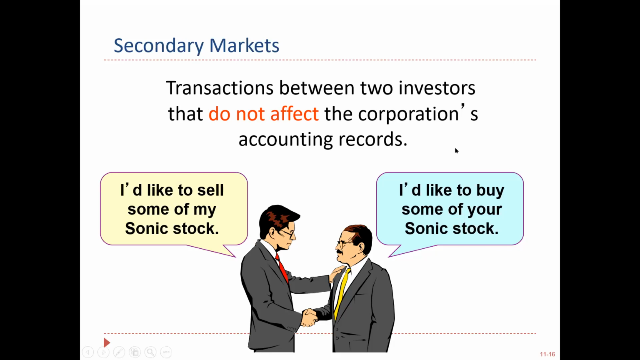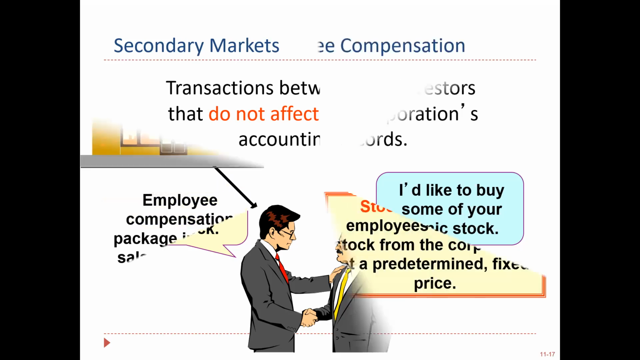That's me on the left. I bought some Sonic stock a couple of years ago. I call my stockbroker, and he found this guy who wants to buy my stock for what I'm willing to sell it for. Secondary market. The trades between the public do not affect the corporation's accounting records. If I bought stock from Sonic at $20 a share and sold it a year later for $50 a share, that's my profit. It has nothing to do with the company, other than the company likes seeing its stock price rise.